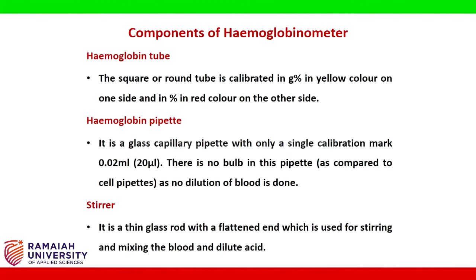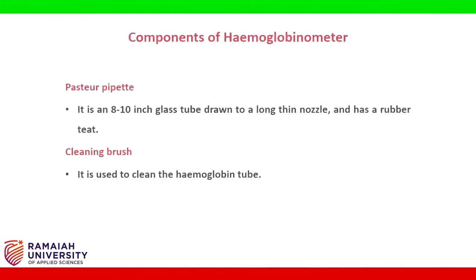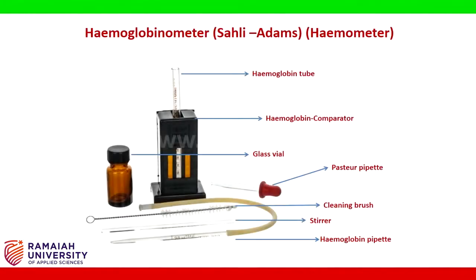Stirrer. It is a thin glass rod with a flattened end which is used for stirring and mixing the blood and dilute acid. Pasteur pipette. It is an 8 to 10 centimeter glass tube drawn into a long thin nozzle and has a rubber teat. Cleaning brush. It is used to clean the hemoglobin tube. Components of hemoglobinometer are as shown in the figure.